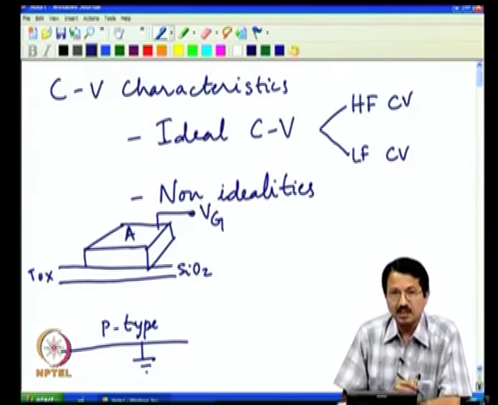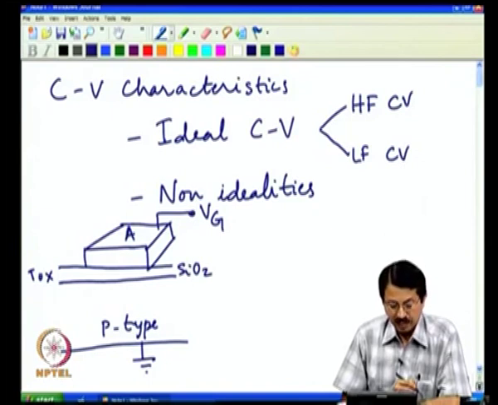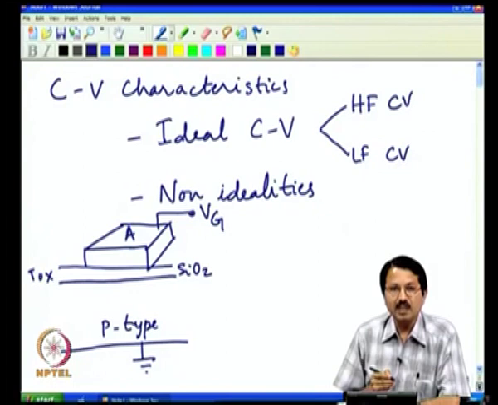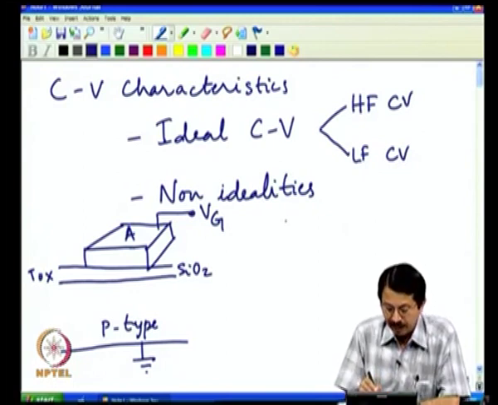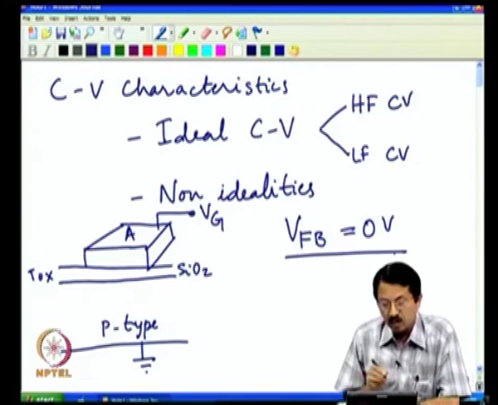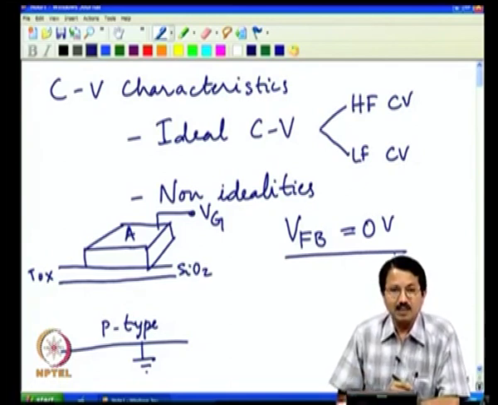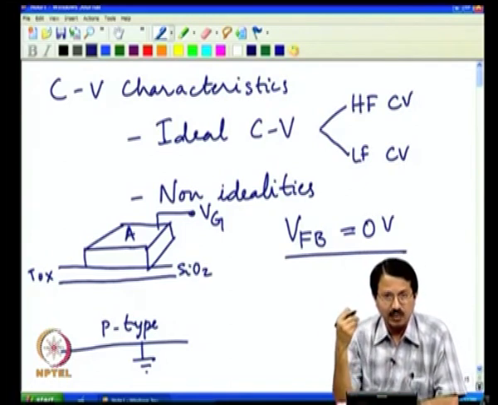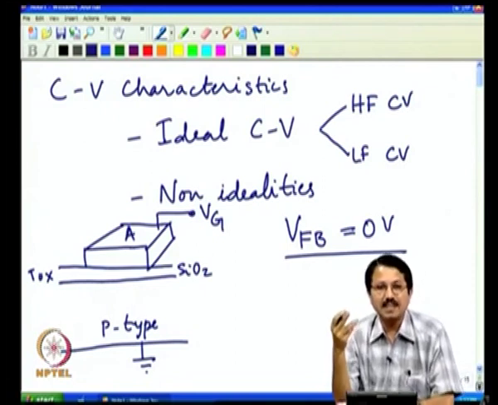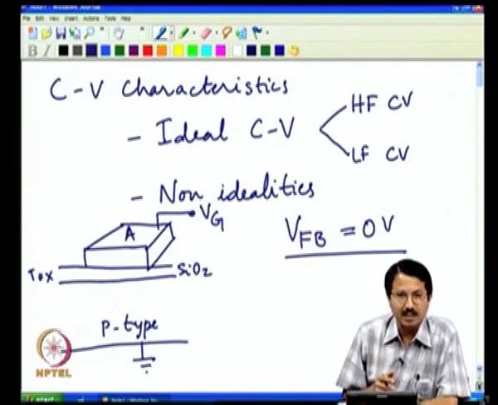This is a simple structure that we are considering, and we are also making an assumption. When I say ideal CV, all it means is that I am making an assumption this capacitor has a flat band voltage of 0 volt, which essentially means that I have a fictitious gate electrode whose work function is exactly aligned with the work function of silicon.